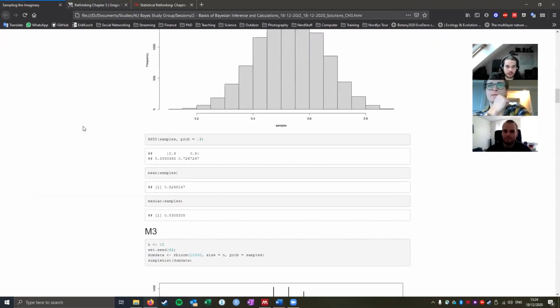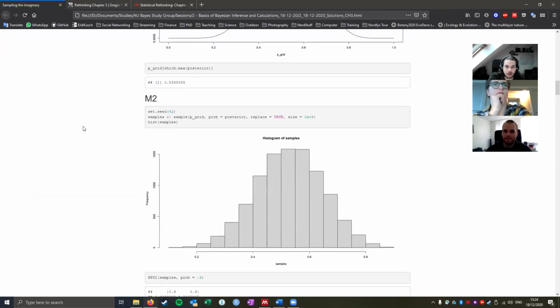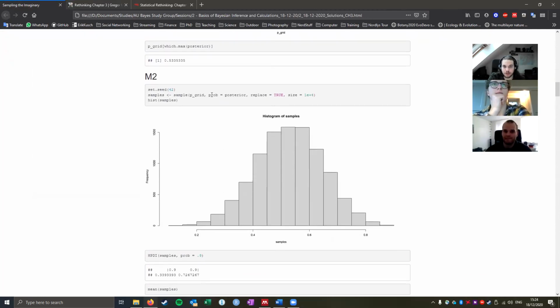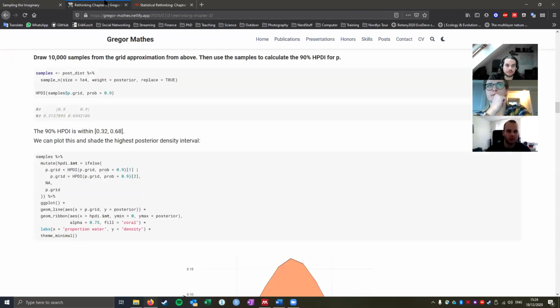Let me have a quick look at this. We are on M2 prob. You call it prob in that one. So that's prob, yeah, just different wording. And then we can use these samples, so values sampled from the posterior distribution.